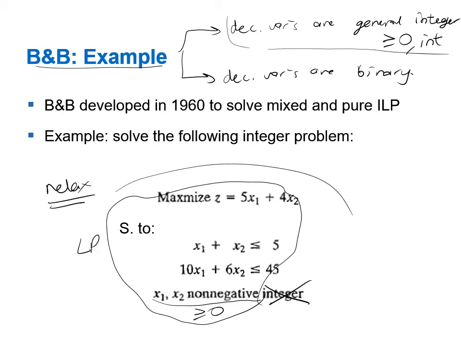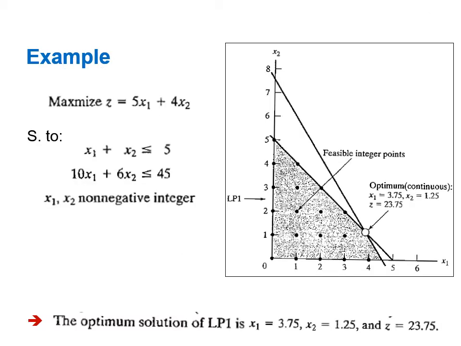And let's solve this problem using the graphical solution method. This figure over here represents this graphical solution method. So x1, x2, this is the first constraint, x1 plus x2 less than or equal to 5. And this is the second constraint, 10x1 plus 6x2 less than or equal to 45. Okay, so this shaded region is the feasible region of the linear program.